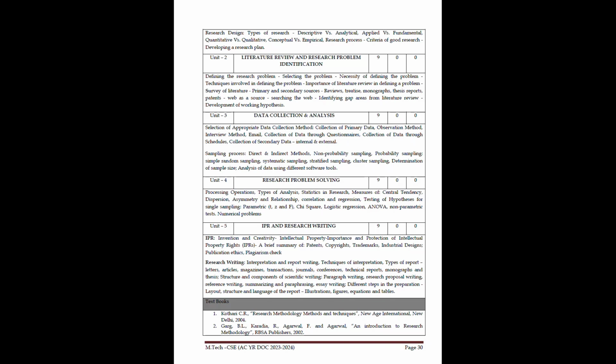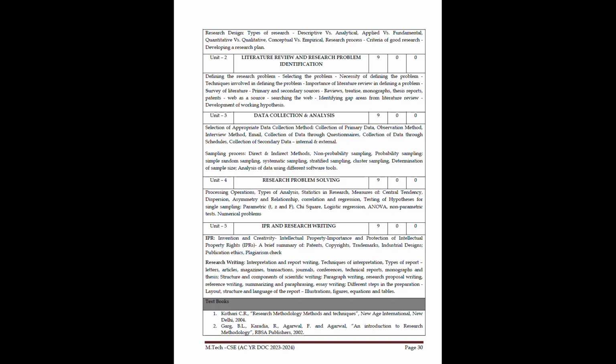Now, the last unit would be Unit 5, which is IPR and research writing, in which you'll be learning about invention and creativity, intellectual property, importance and protection of intellectual property rights, a brief summary of patents, copyrights, trademarks, industrial design, publication ethics, plagiarism check.